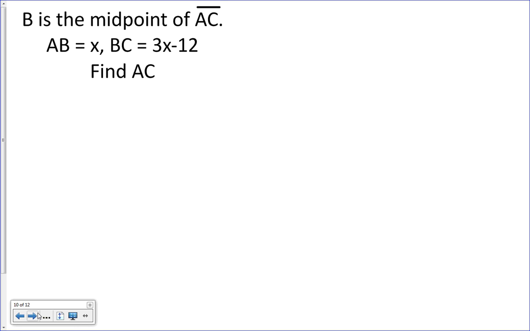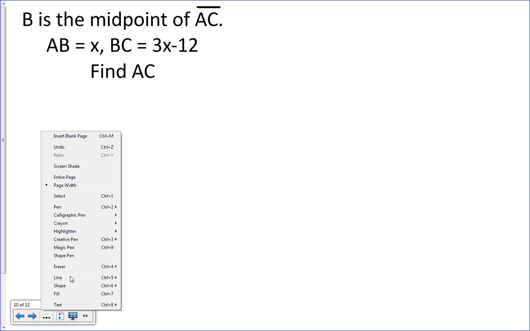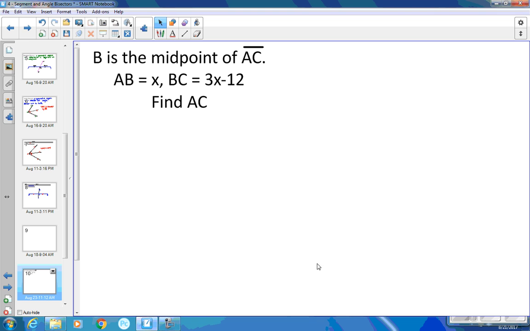What we're going to do now is go ahead and try some algebra problems with these, because there's a few different setups we're going to look at. Okay, the first thing I want you to do is write this down. Whenever we start these problems, we are going to go ahead and draw our picture first.